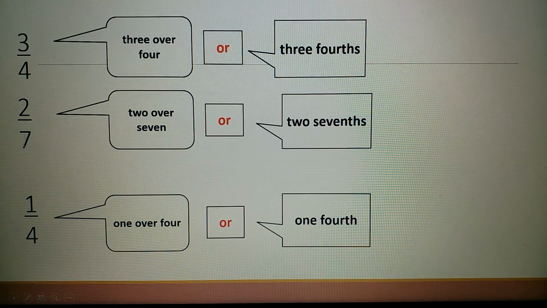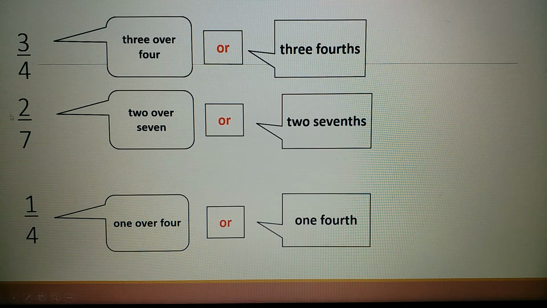Look at the difference between 1 over 4 and 1/4. What is the difference between the two? In 1/4, fourth has no s. But in 3/4, fourths has s. Why? Because the numerator, which is 3, is more than 2, while in 1 over 4, the numerator is just 1. Therefore, you're not going to add s.